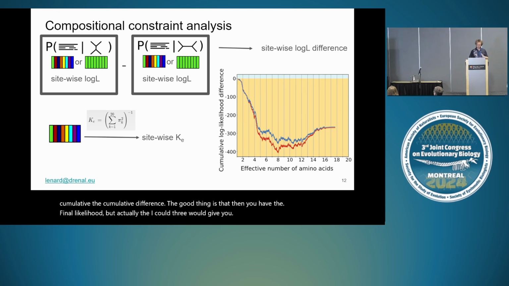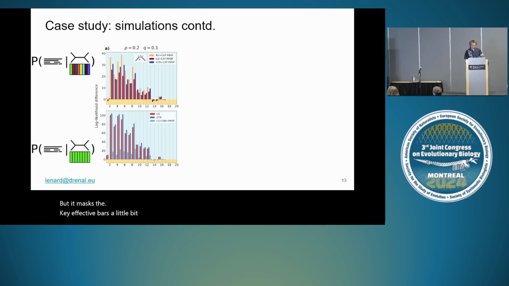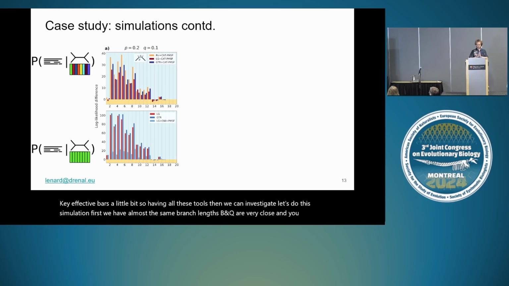But it masks the per key effective bars a little bit. So, having all these tools, then we can investigate. Let's do this simulation. First, we have almost the same branch lengths. P and Q are very close. And you see on the bottom plot the site heterogeneous models, and on the lower plot the site homogeneous, plus a C60 model.